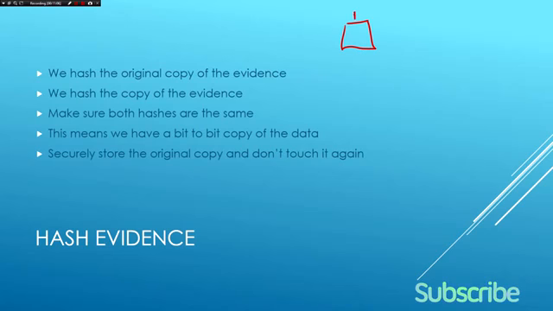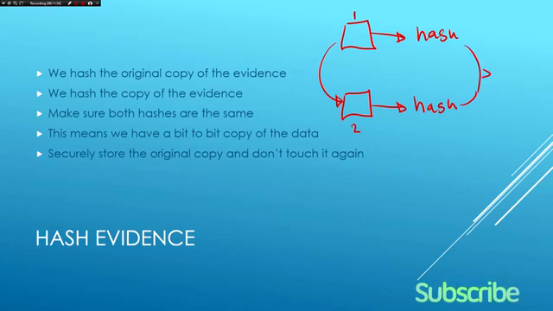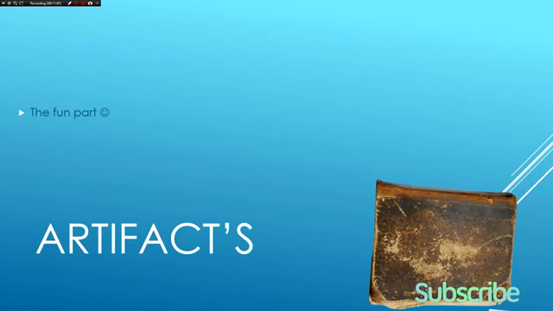So same again, here's the original evidence. Here's our forensically clean hard drive. We're going to copy the evidence onto our clean hard drive. Then we're going to hash the original evidence, hash the clone of the evidence, and make sure that both hashes are equal. If that's done, then we've got an exact bit-to-bit copy of the evidence, which is awesome. That's what we need.